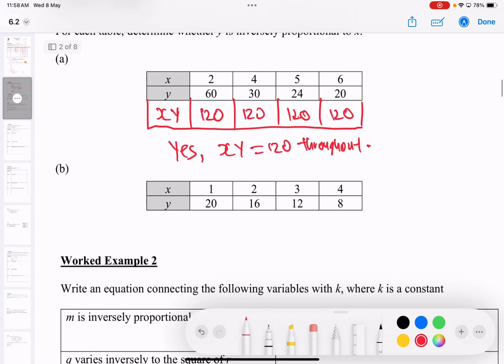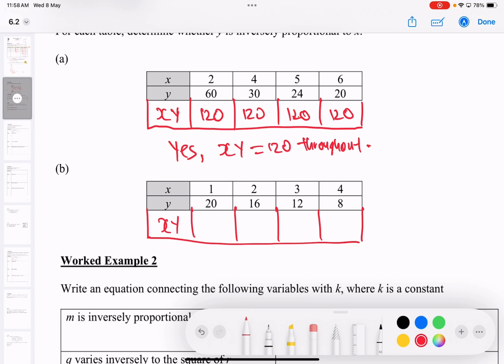But can you look at part B? Can you extend this table of values at the bottom and do a quick calculation? Calculate the value of x times y, and can you give me your conclusion? Do you think that they are still inversely proportional? Yes or no, and why?